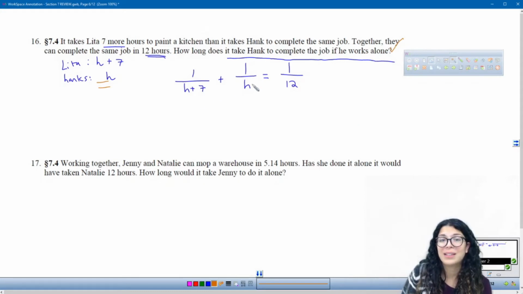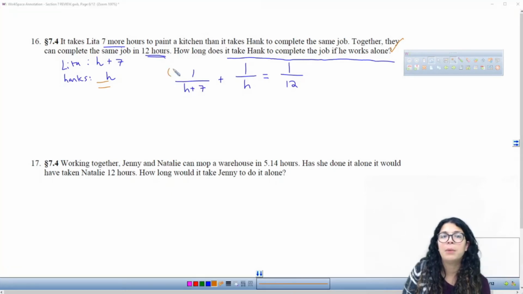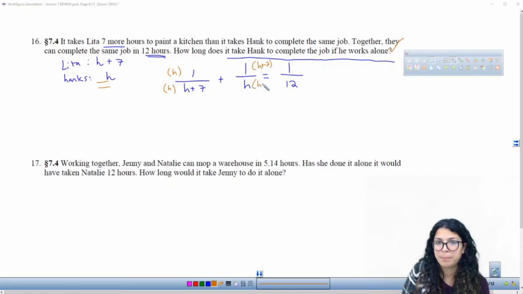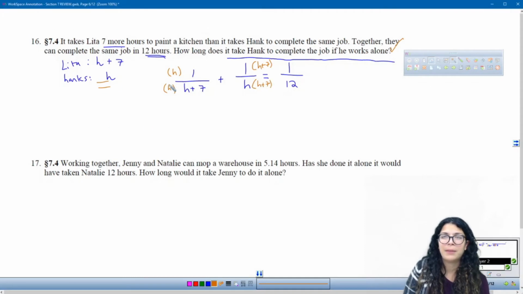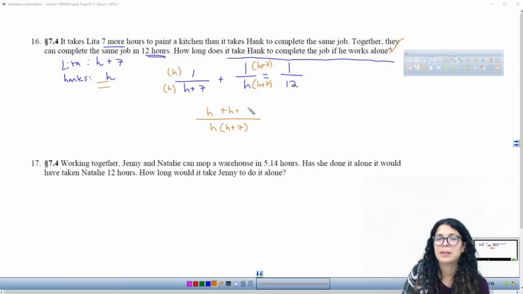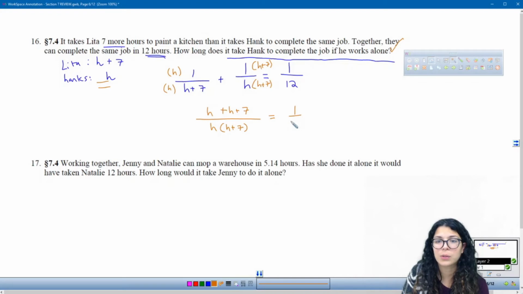In order to solve this, I'm going to need to combine and consolidate these two fractions, right? So I'm going to multiply this fraction by H on top and bottom, and multiply this fraction by H plus 7 on top and bottom. Now I could get all the denominators to be the same and then cancel them all out, but I don't want to have to multiply by 12 as well. So I'm just going to leave it like that and consolidate these two fractions on the left together. So now we have the common denominator of H times H plus 7, and then numerator 1 times H is H, 1 times H plus 7 is H plus 7. Then on the right-hand side, of course, we have 1 over 12.